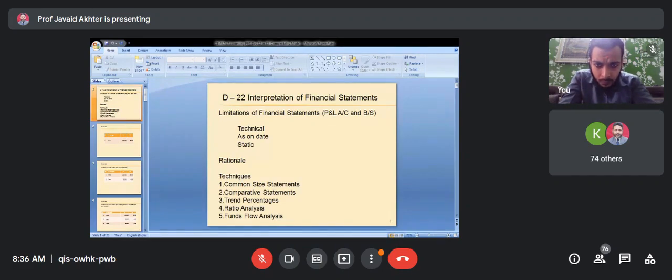The rationale to discuss is that accounting figures convey an absolute figure. Unless we have relative figures also in front of us, we cannot decide about the financial health of a company. Let me just give you one example.